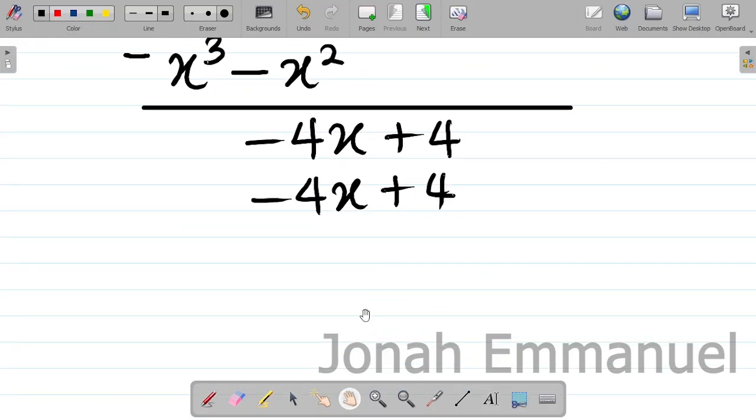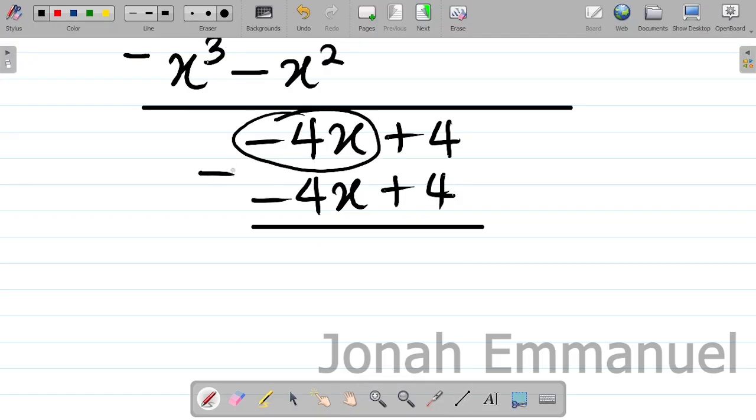All right. Let's now simplify. If I simplify this, of course, to simplify this, I mean subtract literally. The first thing I have here is minus 4x minus 4x.